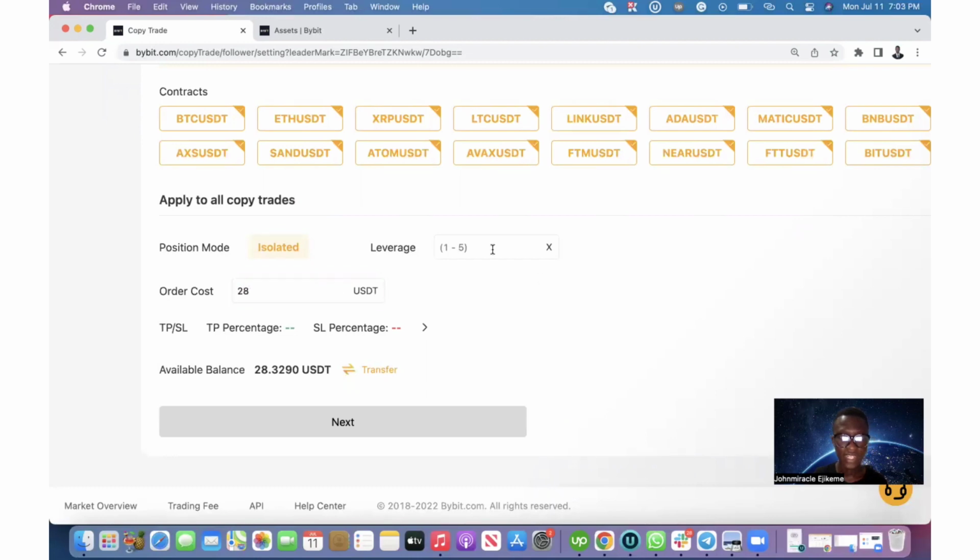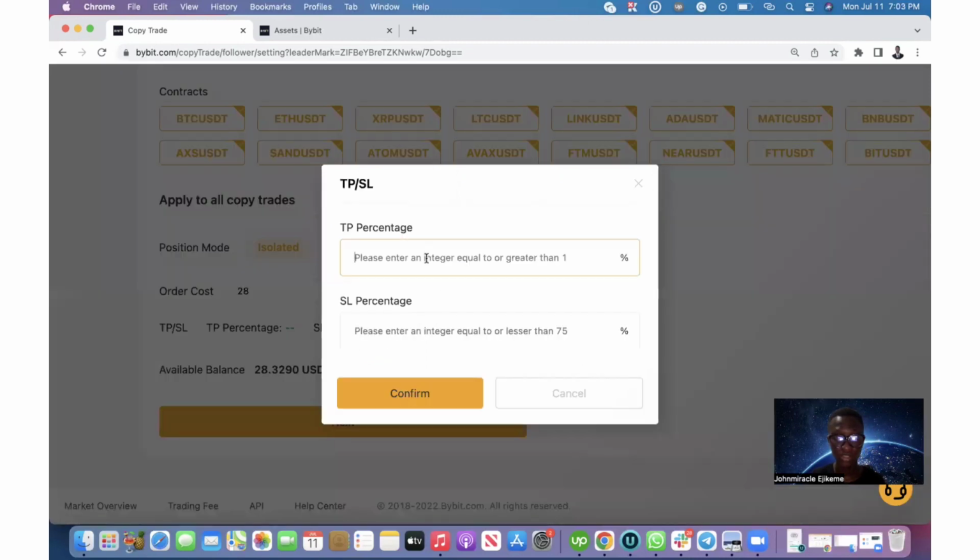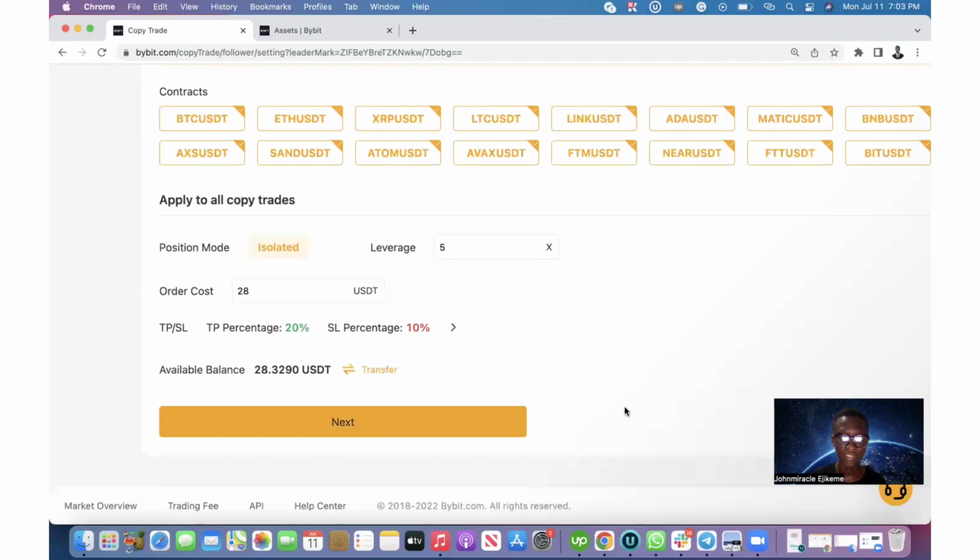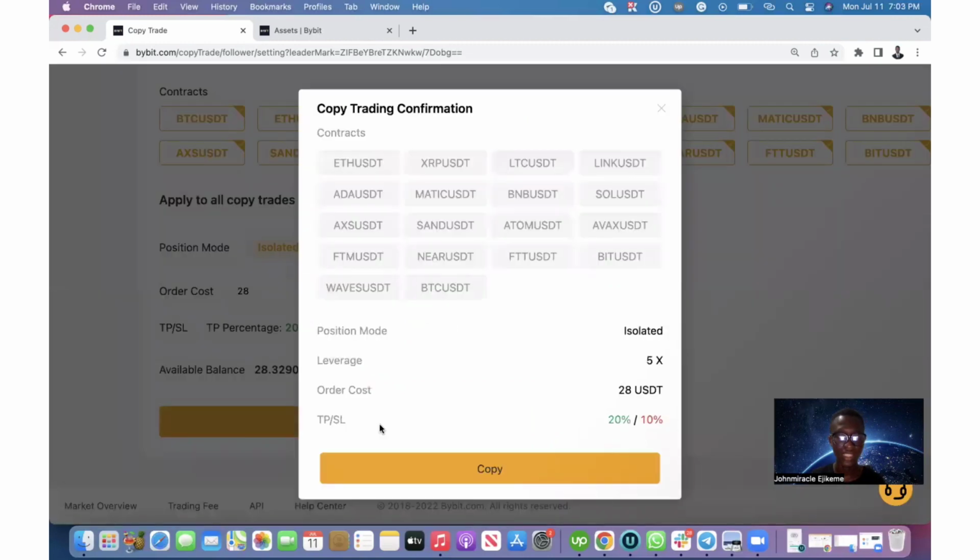Okay, and I'll choose my leverage. I'll choose just 5. All right, and then if I want to set a stop, I can set my stop loss, like the percentage of taking profit and my stop loss. But let me just keep the take profit at 20% and stop loss at 10% of my account. Then after I've set everything, I'll click on next, and then you can see everything already set as rated 5. This is the risk management. Then I click on copy.